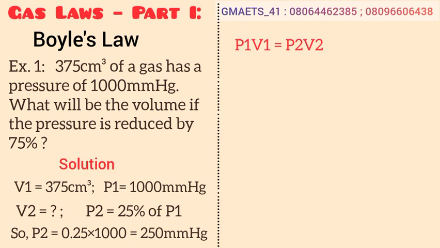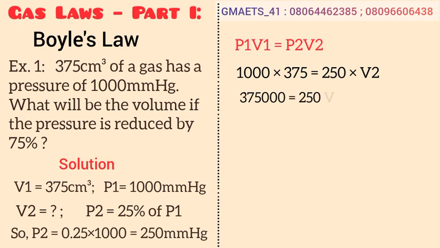P1 is 1000, V1 is 375, so we have 1000 times 375 equal to P2 is 250 times V2 we don't know, so we have 250 times V2. Multiply 1000 times 375 and that gives us 375,000 equal to the right hand side, 250 times V2 will give us 250 V2. At this point, we are going to divide both sides by the coefficient of V2 which we are looking for. The coefficient is 250.